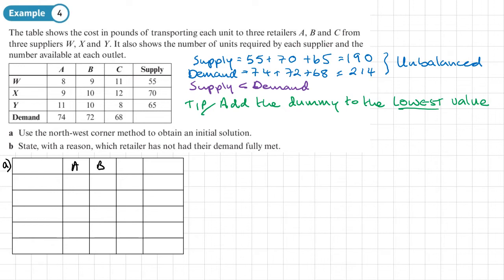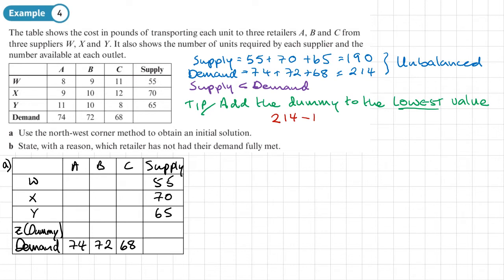So I still have the same demand points of A, B and C, and they demand 74, 72, 68. I still have supply points W, X, Y and Z. This is going to be my dummy supply point. I'll put the supply down here, and they can supply 55, 70 and 65. Now I need to work out what the shortfall is. So 219 minus 190 gives me 24. So that means my dummy needs to be able to supply 24 units.